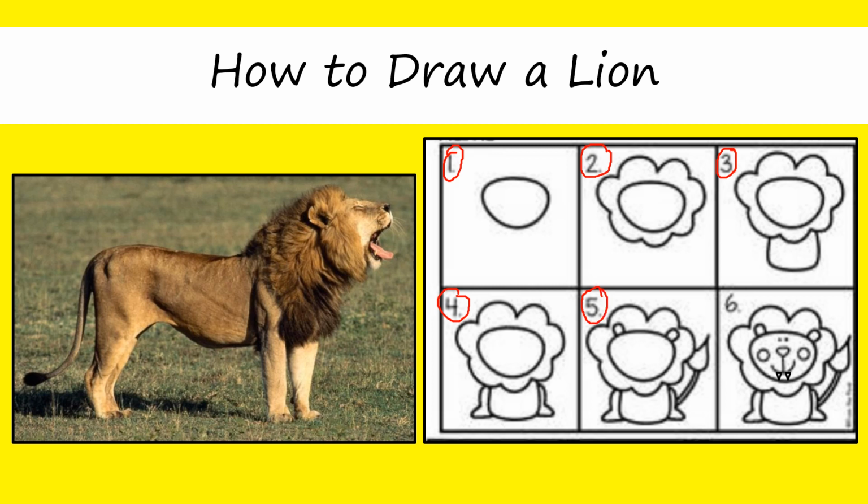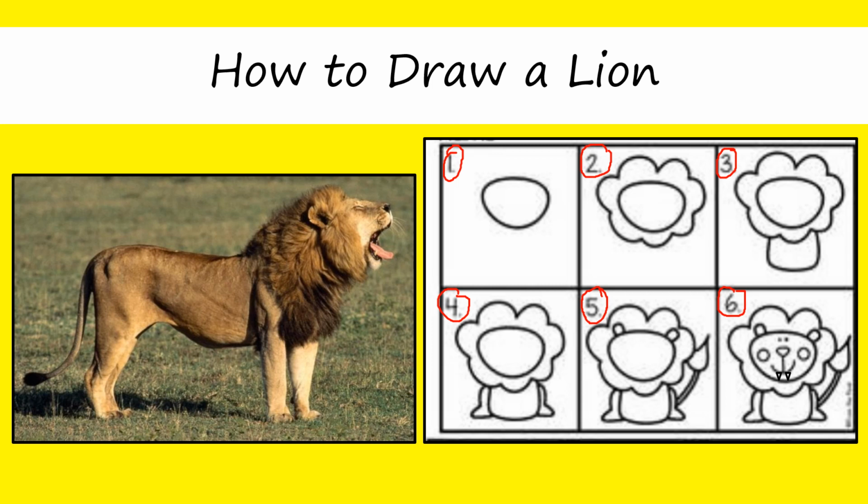You can see 2 ears at the top of the lion's head, and you can see a tail. And then step 6, we add more detail. So we've got 2 eyes, 2 cheeks, a nose, a mouth, and sharp teeth.